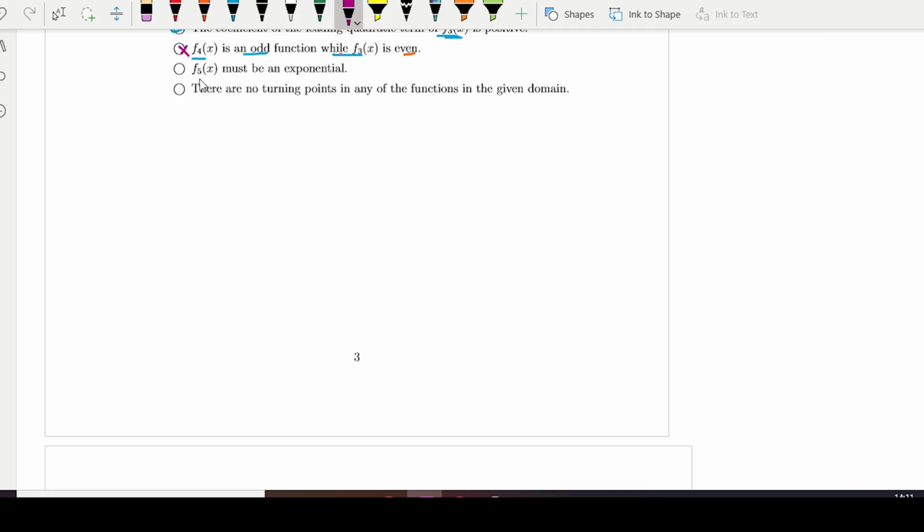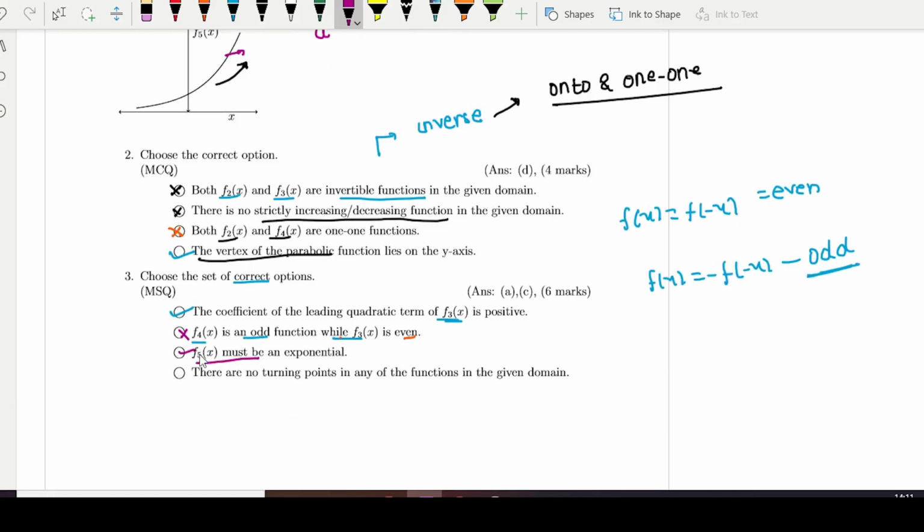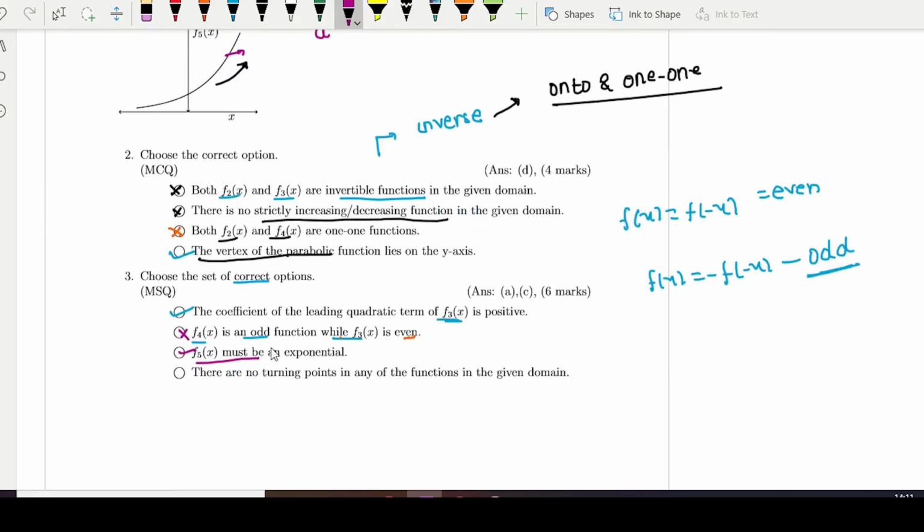The third option is f5 must be an exponential. We know this type of graph is something like a to the power x, where a is greater than 1. So this statement is correct. And the last one is there are no turning points in any of the functions. Here it is the turning point, so this statement is also incorrect. So the correct statements are only A and C.